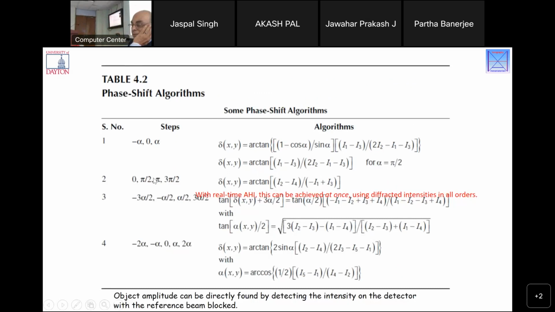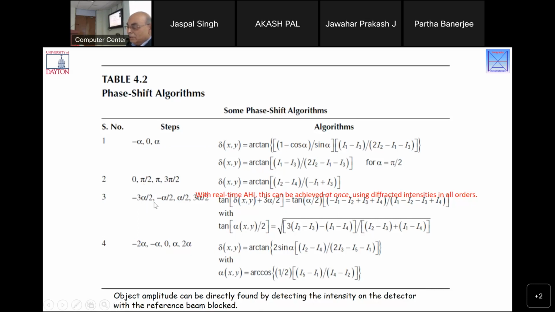So this case over here is the one that we just looked at, right? The 0, pi over 2, pi, 3 pi over 2. But that doesn't mean that's the only one. As you can see here, you can have three. Three are enough. So you can have minus alpha, 0, and plus alpha. Then how do you find out the phase? Well, as you can see, there are more complicated expressions, but it's just playing out with the trigonometry, right? So you can solve it.